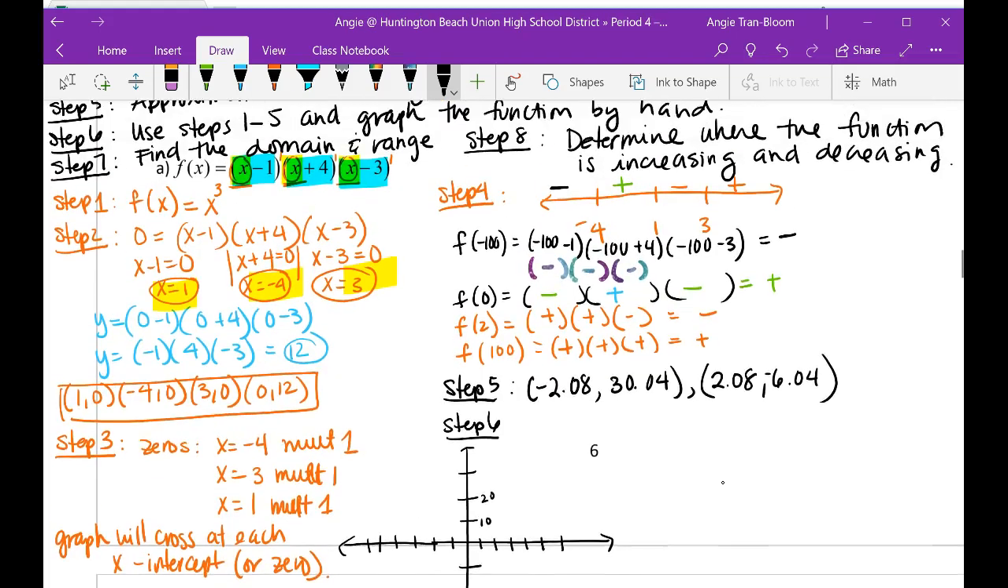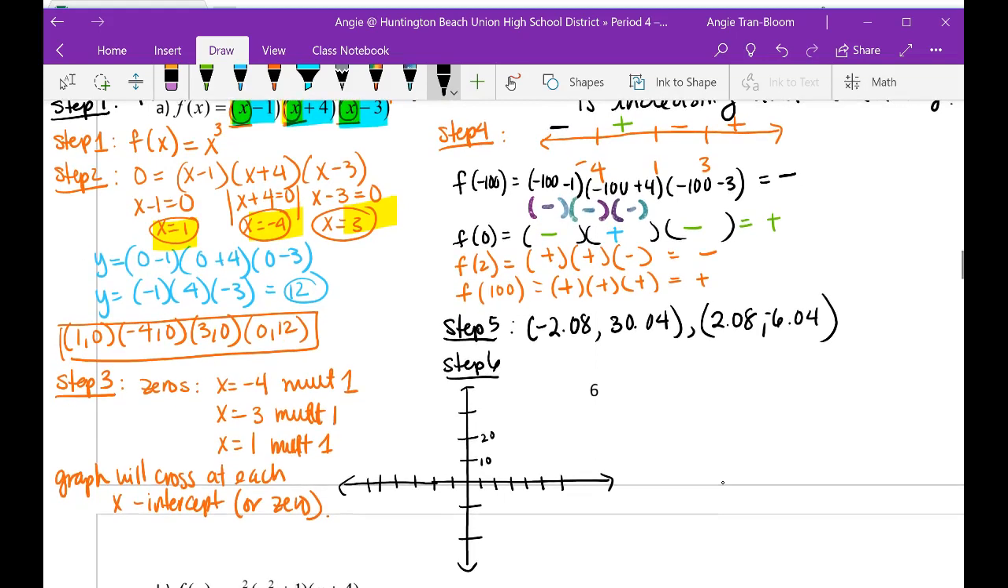Step 1: f of x is equal to x to the third. I don't need to do anything about that. Step 2: the x-intercepts. The first one is at 1, the next one is at negative 4, and the next one is positive 3. Step 3: all zeros have multiplicity one, so the graph crosses the x-axis. The y-intercept is at 12, right there.